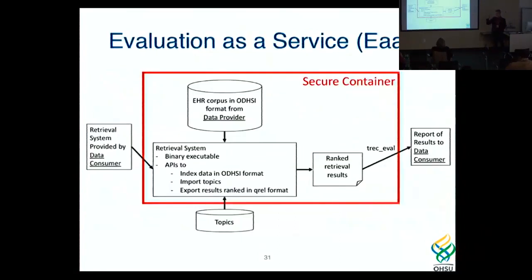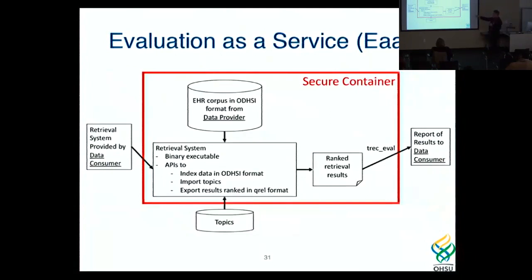basically let people send their systems to the data, knowing how the data is formatted, maybe having some sample data to see how the system is going to process it, but to basically send in, in essence, a container that has your information retrieval research system to the data.